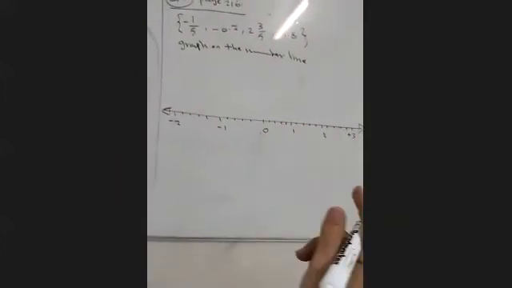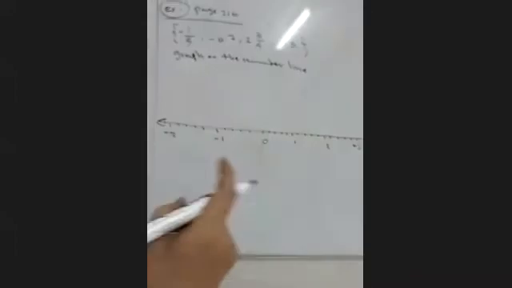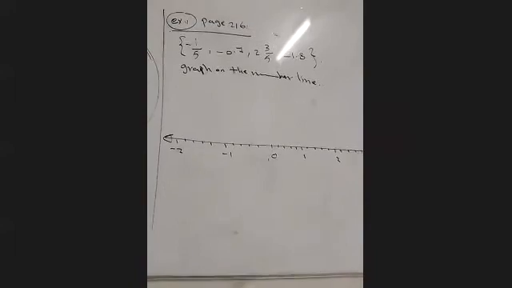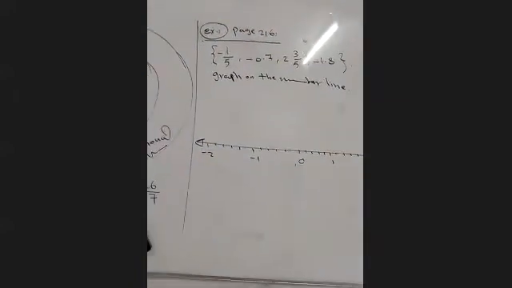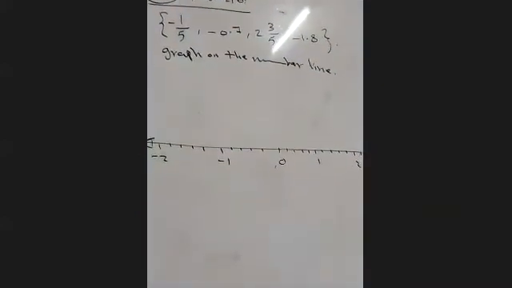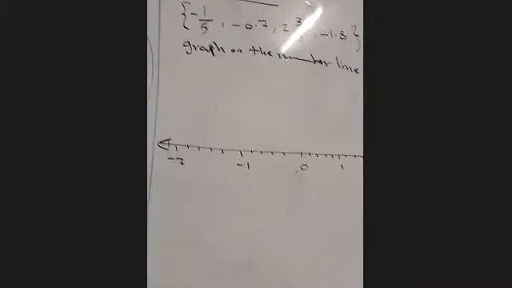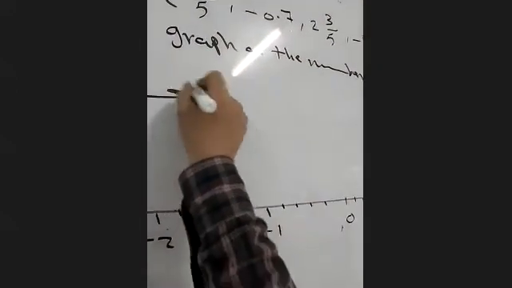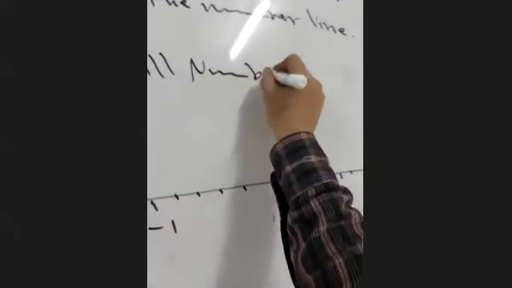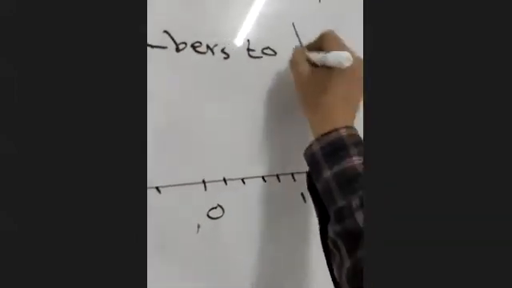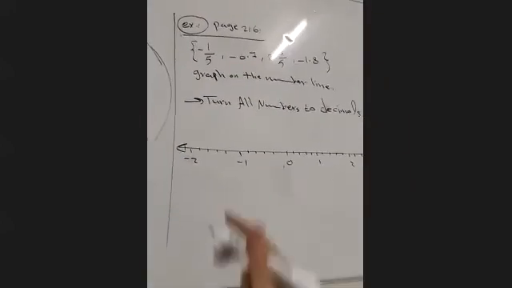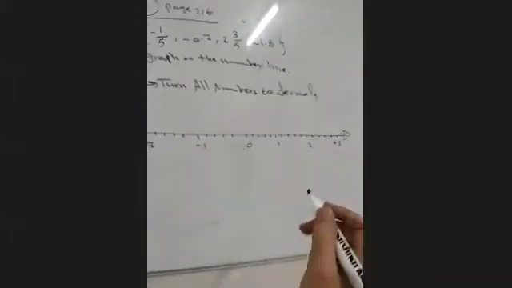We have this number line, and we need to plot these numbers here, okay? Now, the first step to graph each number, guys, focus with me, is to turn each number to what? To decimal. Turn all numbers to decimals. How do we turn a fraction to a decimal? We'll use long division.